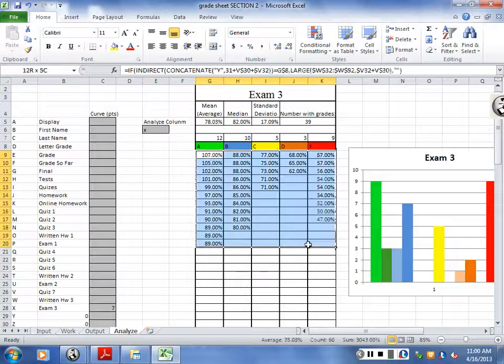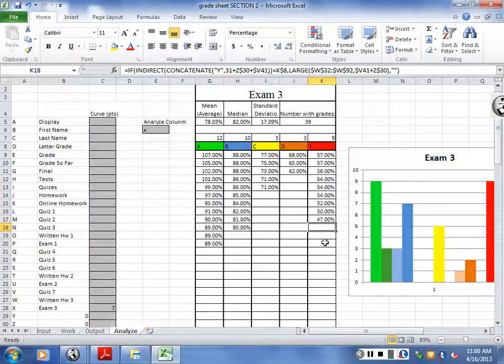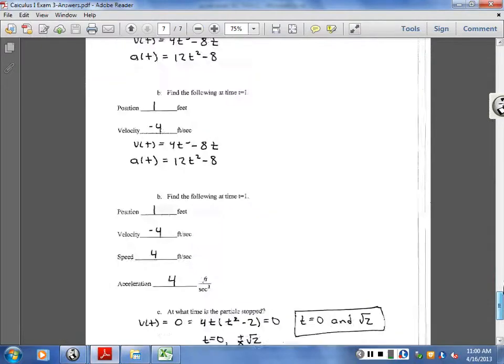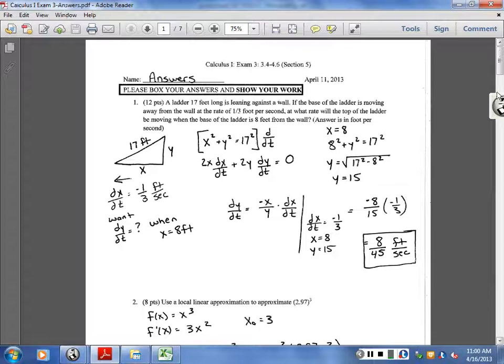12 people got A's, 10 B's, 5 C's, 3 D's, and 9 F's. So that's with the curve. I will post the answers after class today. Just to kind of go through some of the common things I saw.